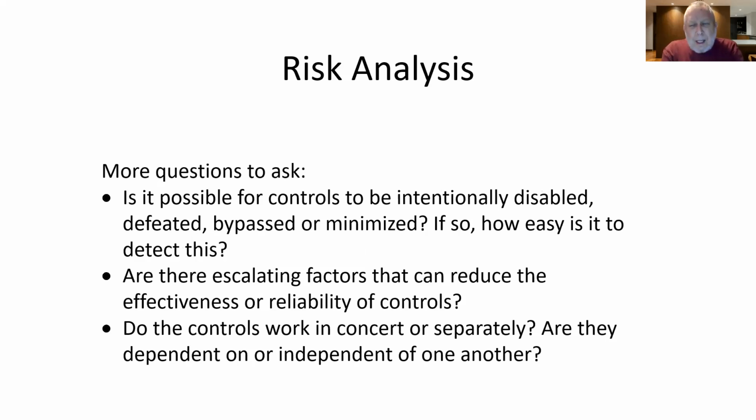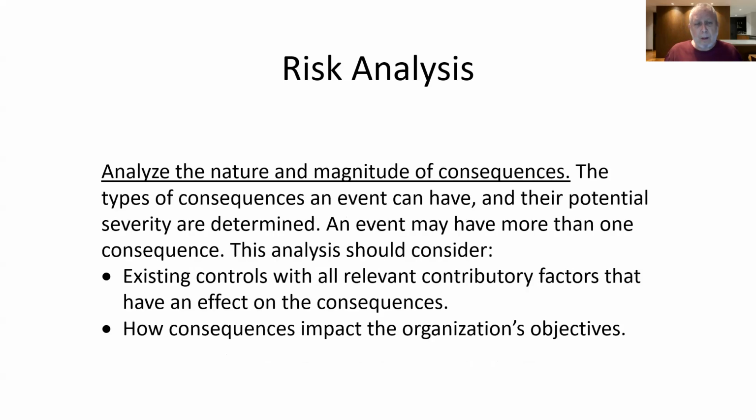As you know, as a rule, engineering controls are more difficult to bypass or minimize, whereas somebody has to take off a guard, and they usually have to have some tools or maybe some specialized tools. But administrative controls are pretty easy to bypass. I've heard of supervisors saying, here, sign this paper saying that you've been trained in something, and I'll give you your paycheck. If you ever find that happening, you've got to stop it, because that's not the right way to do it. Are there escalating factors that can reduce the effectiveness or reliability of controls? Do the controls work in concert or separately? Are they dependent on or independent of one another?